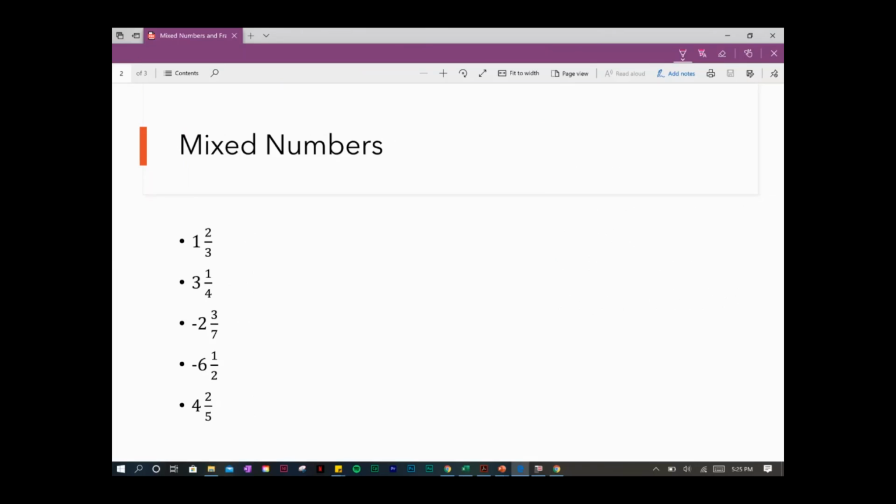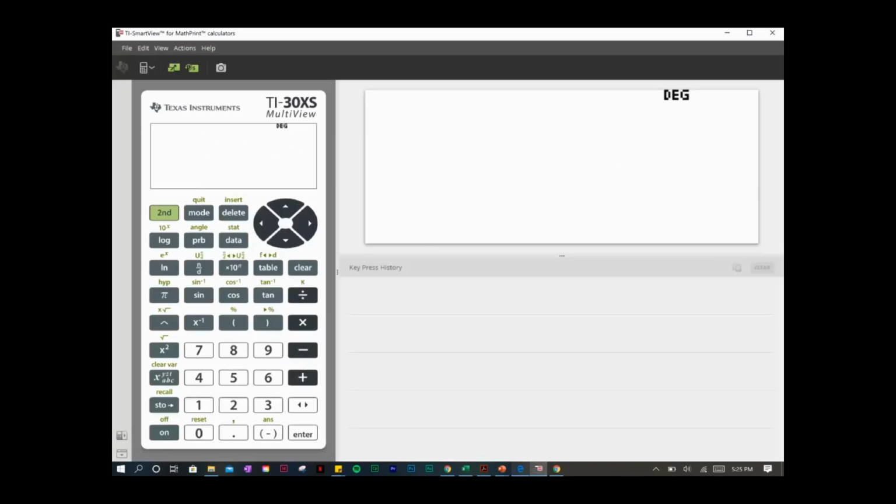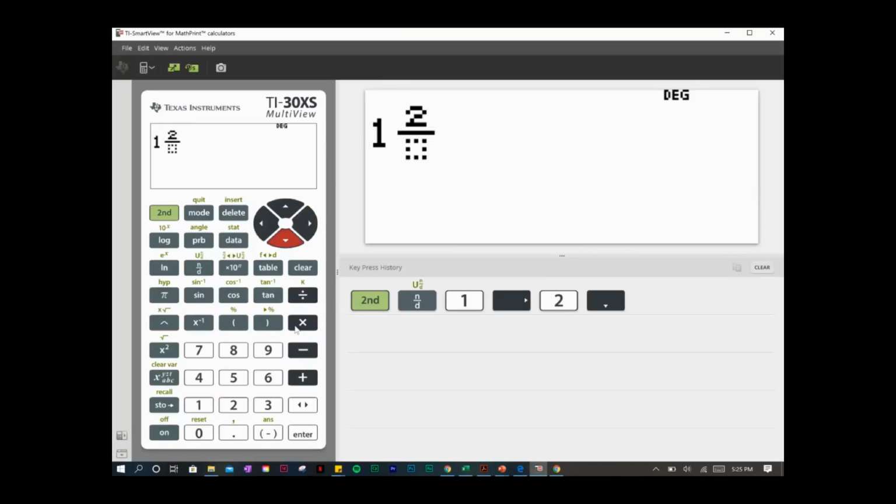So if I go to the calculator here, I have that it's a mixed number. If you notice, there is this n over d button, which is for a fraction, but we have a mixed number. So above it in green, it says U and then n over d. That's what we're going to use for that mixed number. So we're going to do second and then the n over d button, and it pulls it up for our mixed number. Then we can type in the 1 and then hit the right arrow, type in 2, hit the down arrow to go to the denominator, type in the 3, and then hit enter, and it will transfer it to an improper fraction, so 5/3.